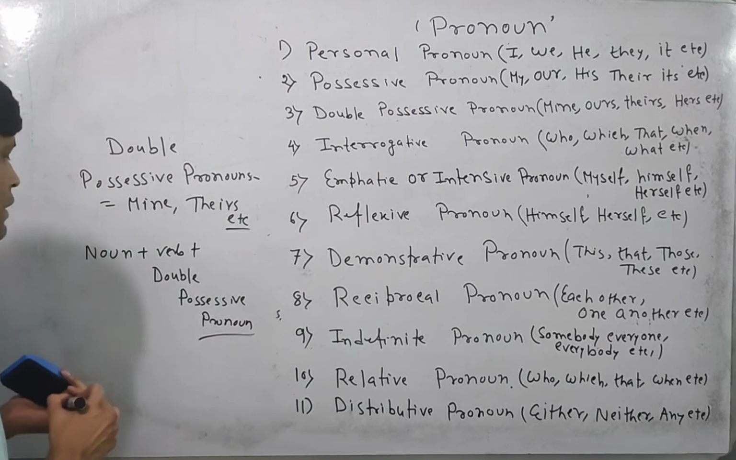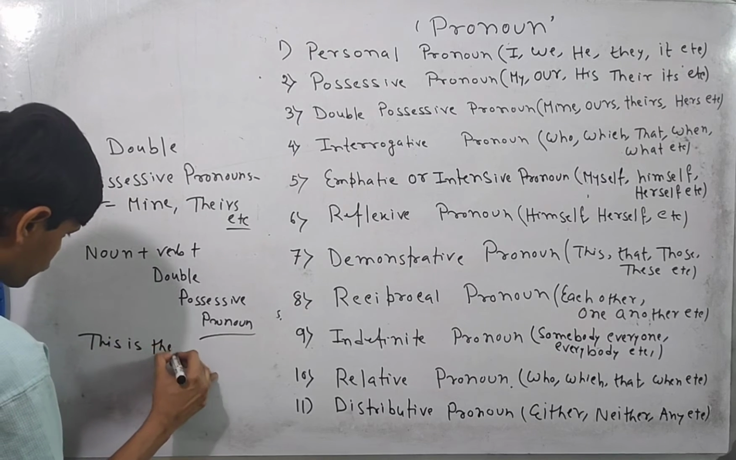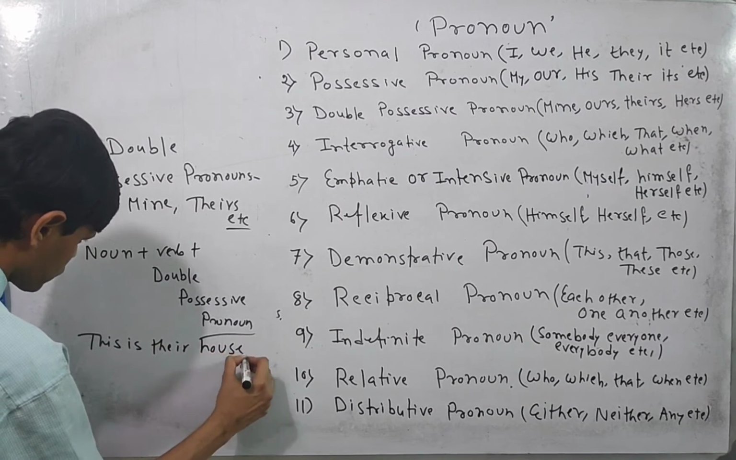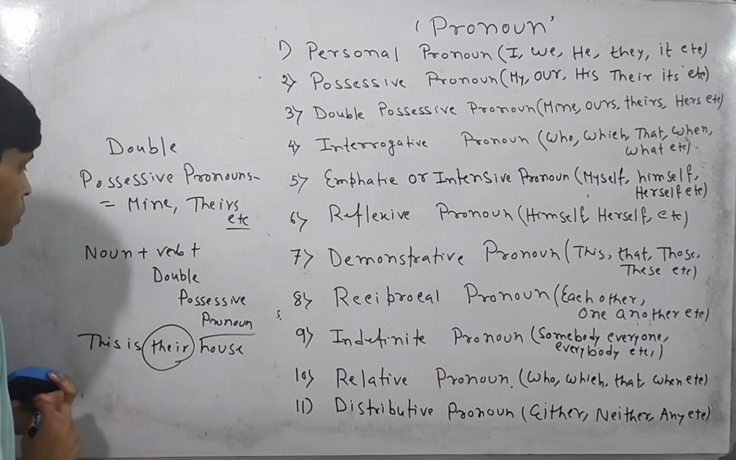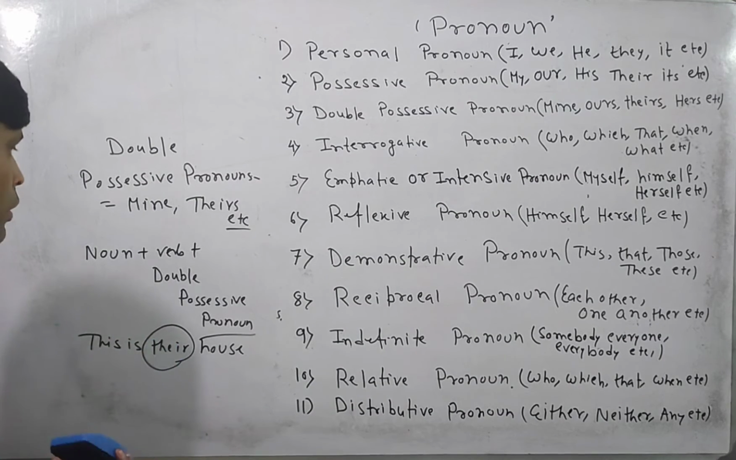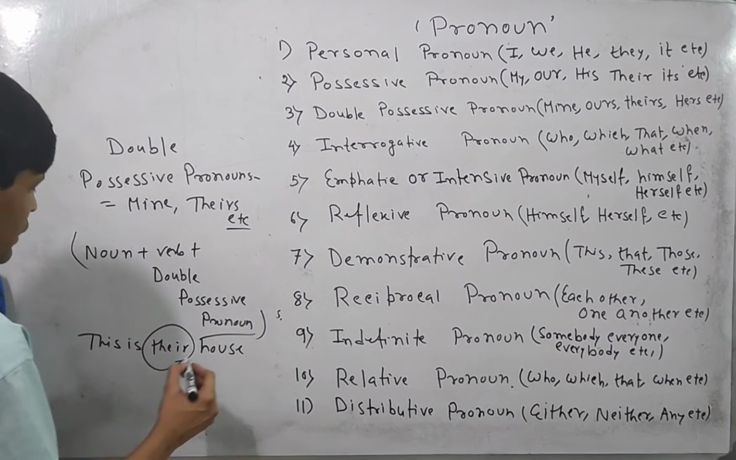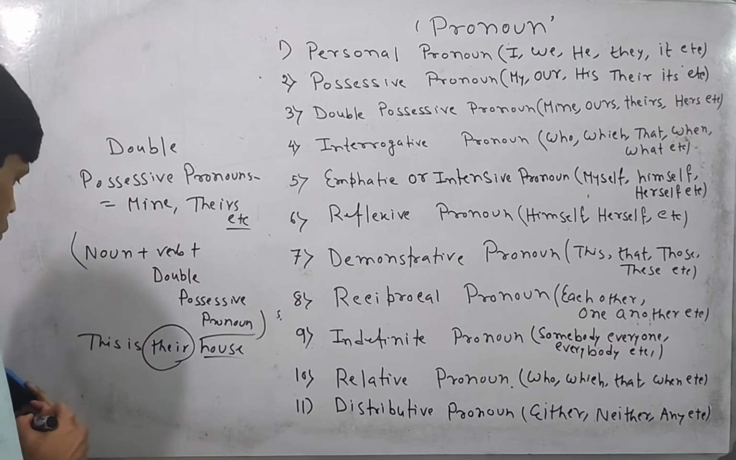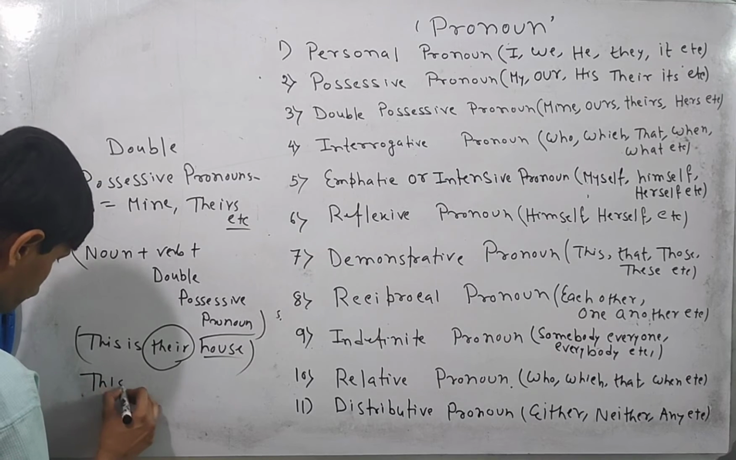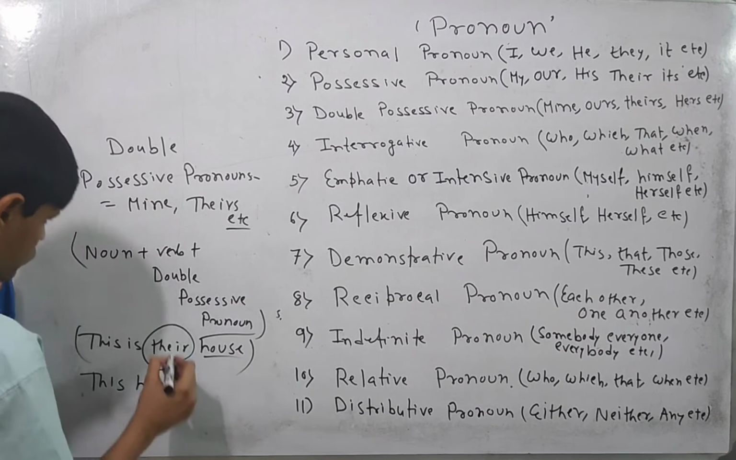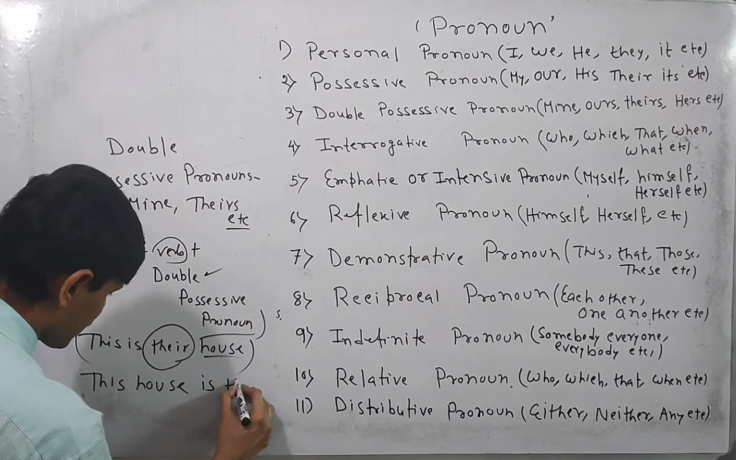Suppose for example I say, this is their house. Here it is functioning as a possessive pronoun, but not double. Theirs is a double possessive pronoun. Now what is the sentence construction I have told you? First you have to go for the noun. Here the noun is house. Then we can write this sentence in this way: this house is theirs.